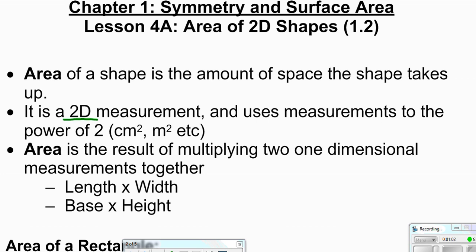When we measure area, it is a two-dimensional measurement, and so the measurements are to the power of 2. It even says squared. So it's the measurement as if it were a shape of a square, or two-dimensional, instead of a one-dimensional measurement like a length. Area is the result of multiplying two one-dimensional measurements together. So meters times meters, centimeters times centimeters, inches times inches, and we use words like length and width and base and height to describe those different measurements.